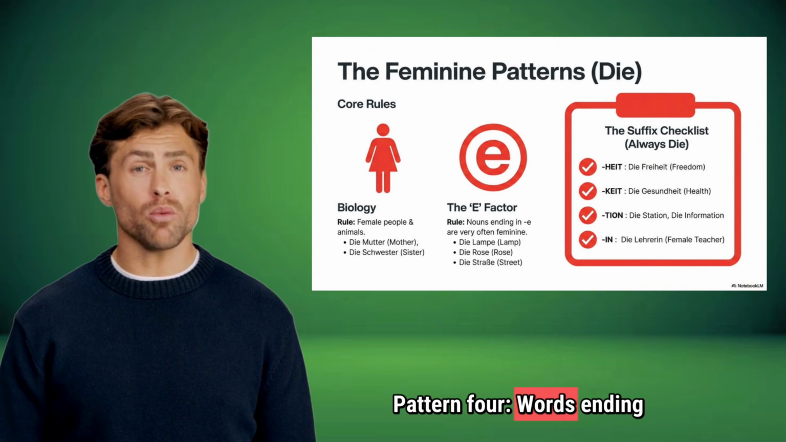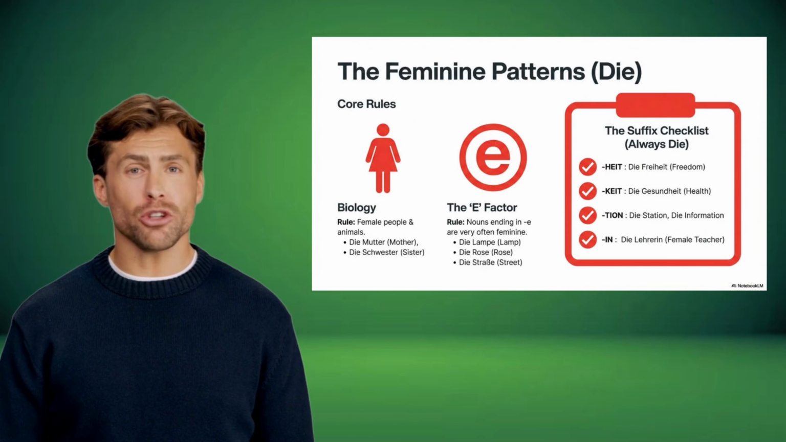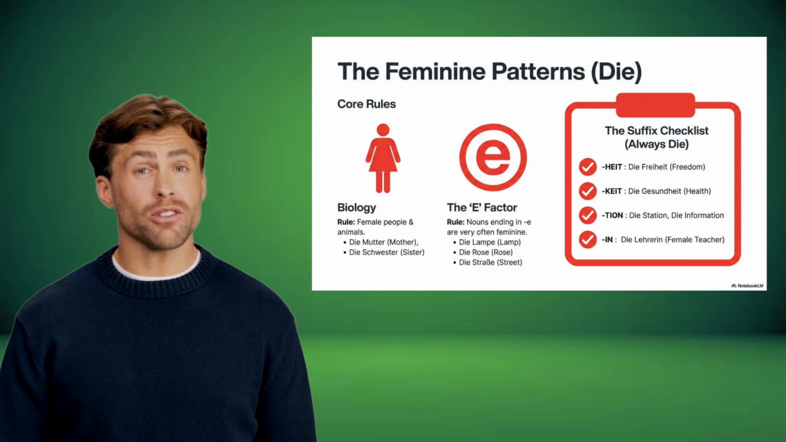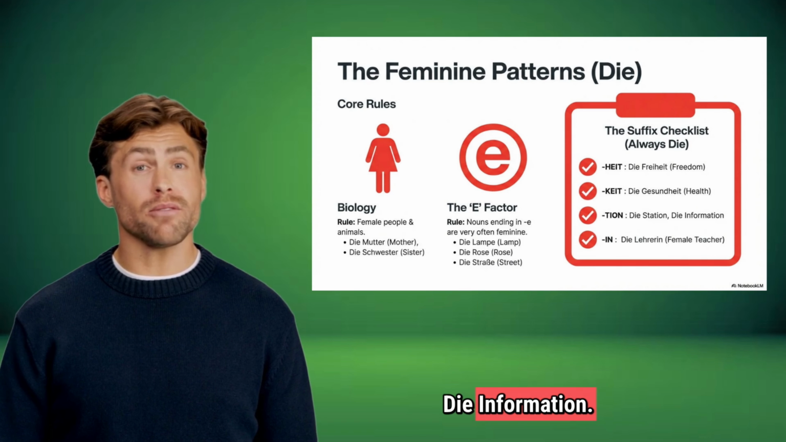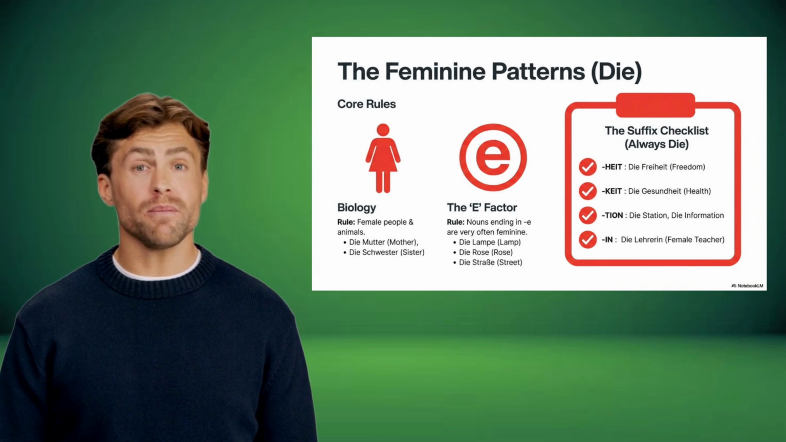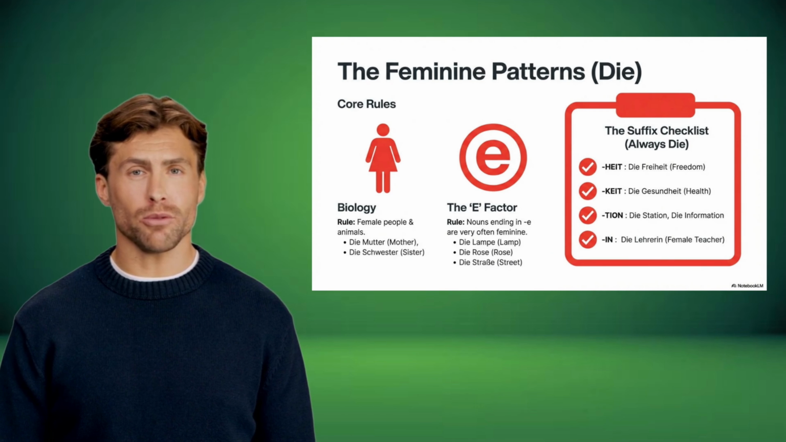Pattern 4. Words ending in -ion are feminine. The station, die Station. Information, die Information. Pattern 5. Words ending in -in are feminine, often female professions. The female teacher, die Lehrerin.